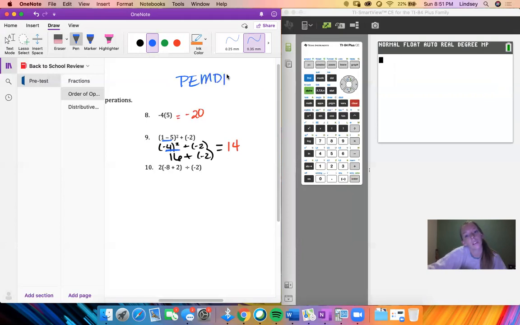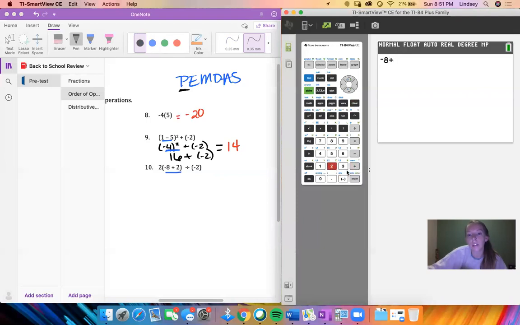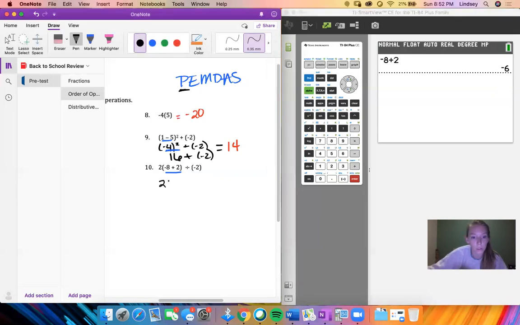All right, first we have parentheses, okay? So the first thing in parentheses I have is negative 8 plus 2, okay? So I'm going to come over to my calculator and do negative 8 plus 2, and I get negative 6. So I'm just going to rewrite the whole problem. So I have 2 times negative 6 divided by negative 2. All right, so done with parentheses.